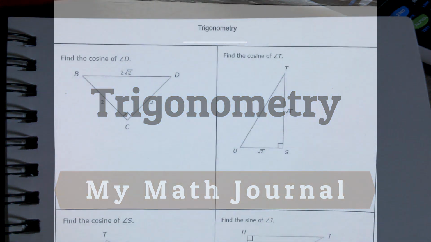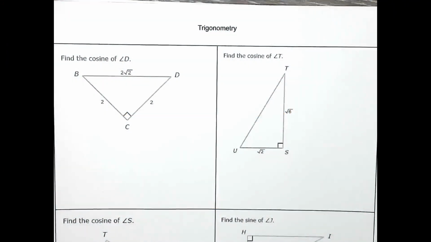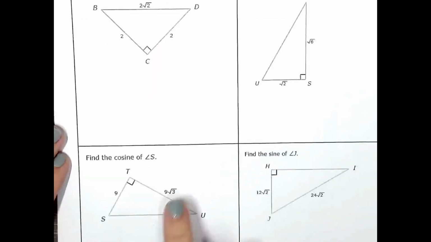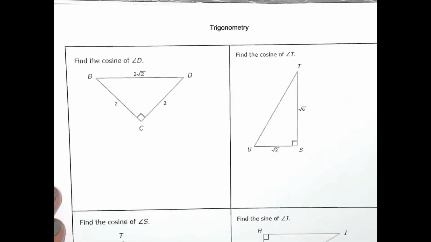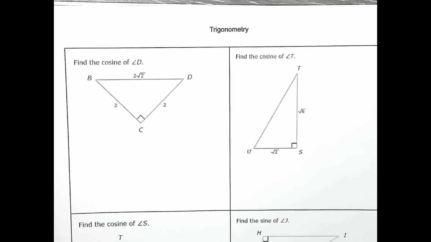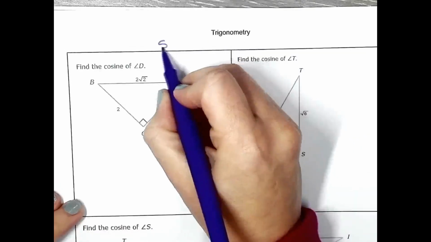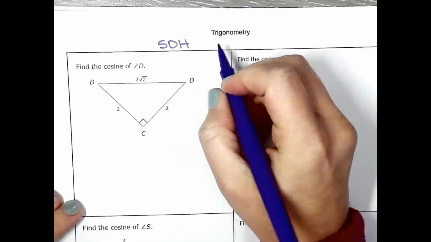Today we are working on trigonometry, but not just the introduction. We're going to dive right into it and work some crazy radical questions. And for some of them, we don't even have everything we need to find the ratios. From the previous lesson, we learned that the trigonometry ratios are SOHCAHTOA.